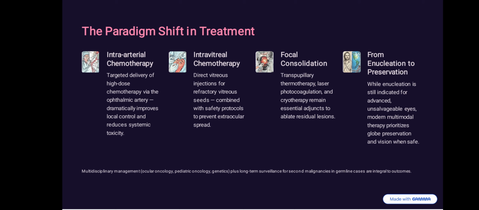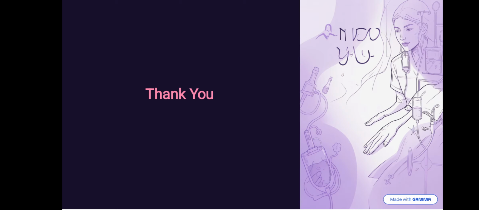Focal consolidation: transpupillary thermotherapy, laser photocoagulation, and cryotherapy remain essential adjuncts to ablate residual lesions. From enucleation to preservation: while enucleation is still indicated for advanced unsalvageable eyes, modern multimodal therapies prioritize globe preservation and vision when safe.